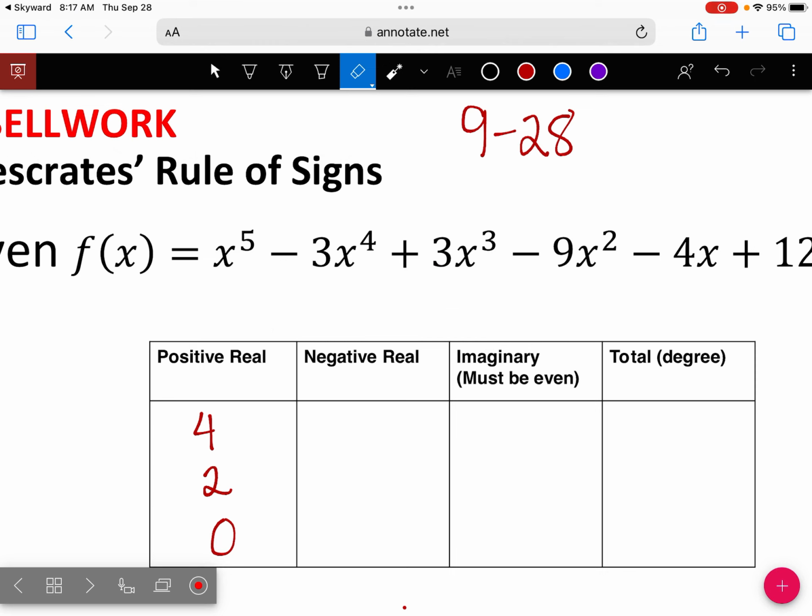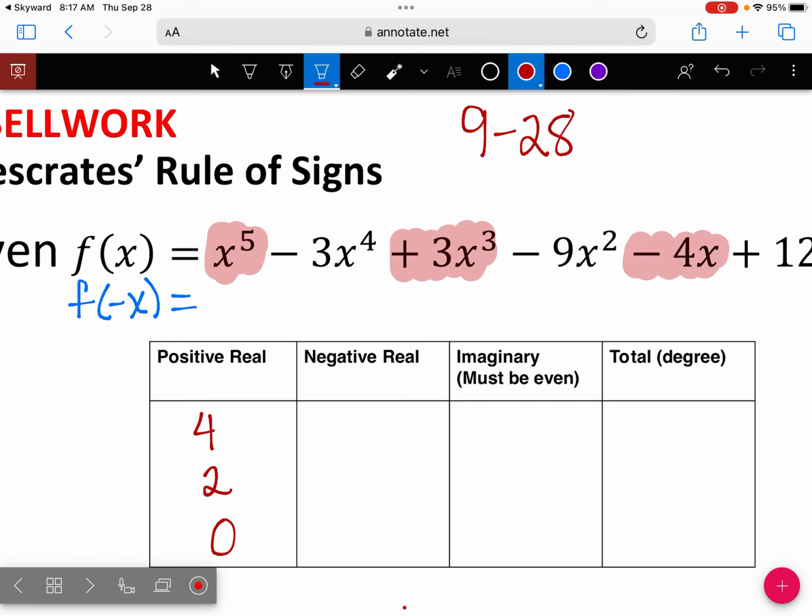Now let's see how many negative real zeros. What we're really doing is substituting in a negative x. When you put a negative x into a term with an even power, it stays positive. Only the ones with an odd exponent will flip the sign. So let me highlight the ones with an odd exponent. It's the exponent that I'm looking at. These 3 terms have an odd exponent, so they will change the sign.